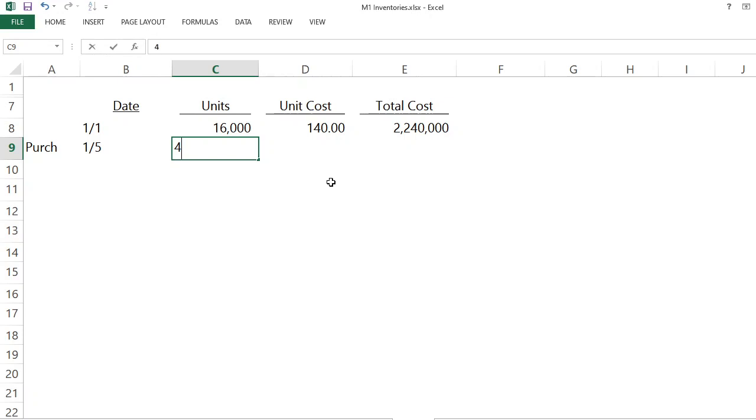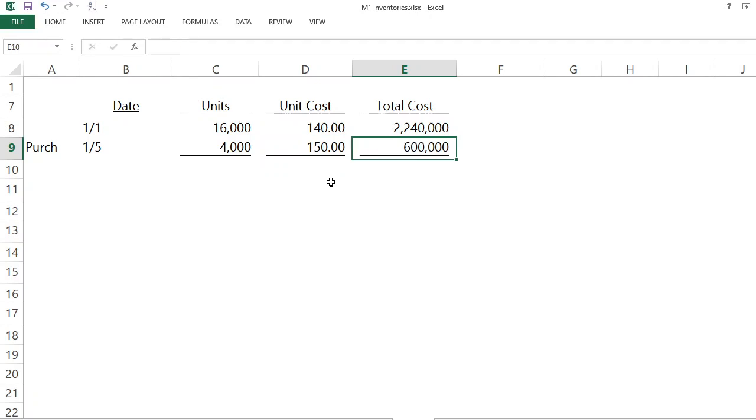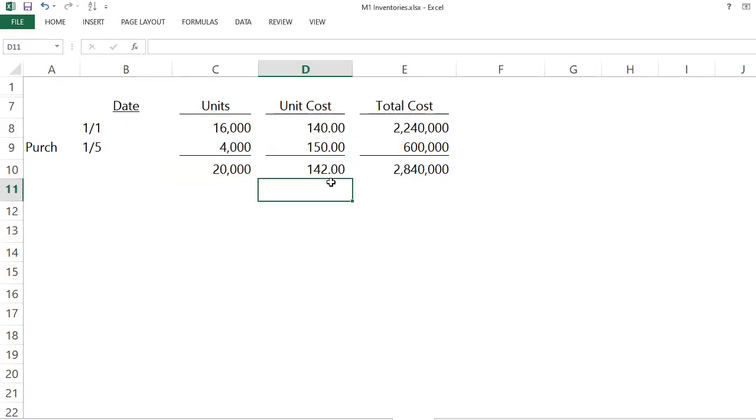It's a purchase of 4,000 and that is 150 each. Therefore, you have 600,000. And the total, the moving total is 2.84 and your units is 20,000. And since, ayan, 140, 150, hindi naman siya magkapareho. Therefore, let's divide. That's 142 moving average or moving unit cost.